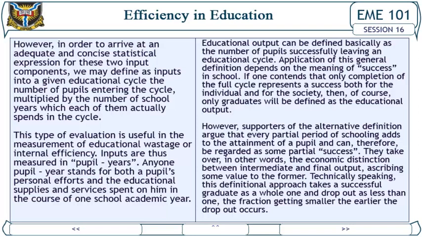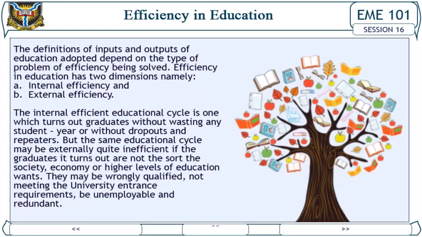They take over, in other words, the economic distinction between intermediate and final output, ascribing some value to the former. Technically speaking, this definitional approach takes a successful graduate as a whole one and a dropout as less than one, the fraction getting smaller the earlier the dropout occurs. The definitions of input and outputs of education adopted depend on the type of problem of efficiency being solved.